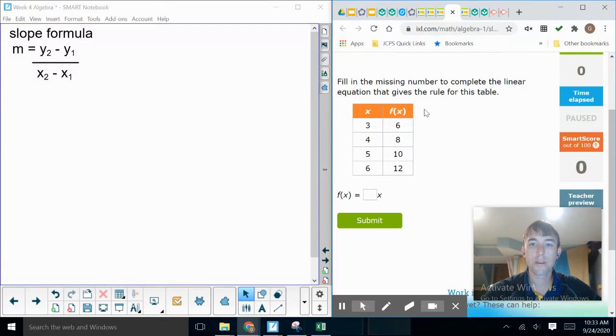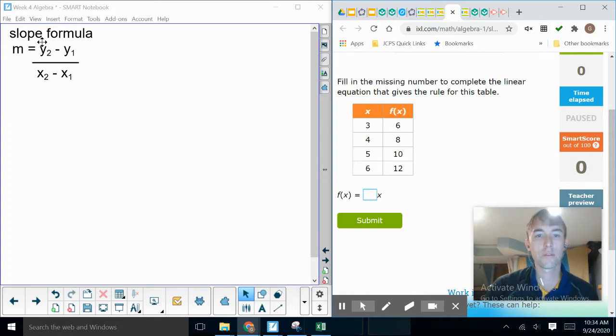So this time, it's asking you to fill in the missing number to complete the linear equation. It gives you a table, and your job is to find that missing number. So for this equation, f of x equals, and we're looking for m here.